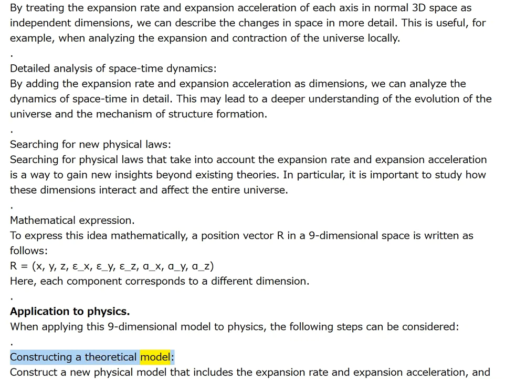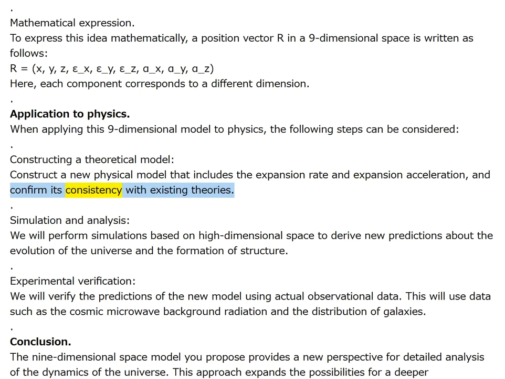Constructing a theoretical model. Construct a new physical model that includes the expansion rate and expansion acceleration, and confirm its consistency with existing theories. Simulation and analysis. We will perform simulations based on high-dimensional space to derive new predictions about the evolution of the universe and the formation of structure. Experimental verification. We will verify the predictions of the new model using actual observational data. This will use data such as the cosmic microwave background radiation and the distribution of galaxies.